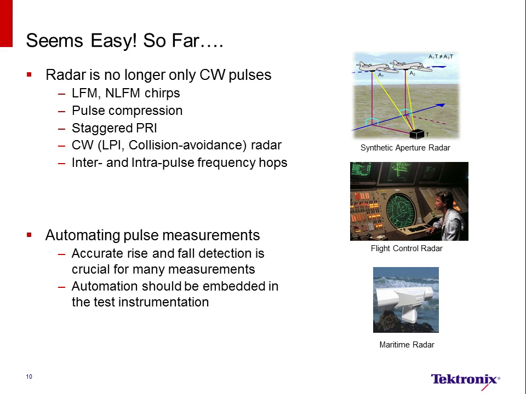CW radars are also used for low probability of intercept applications in very cluttered environments such as automotive collision avoidance radars. These types of radar can employ combinations of linear frequency modulation and nonlinear frequency modulation or chirping, frequency hopping, and phase coding on carriers that are transmitted and received continuously.